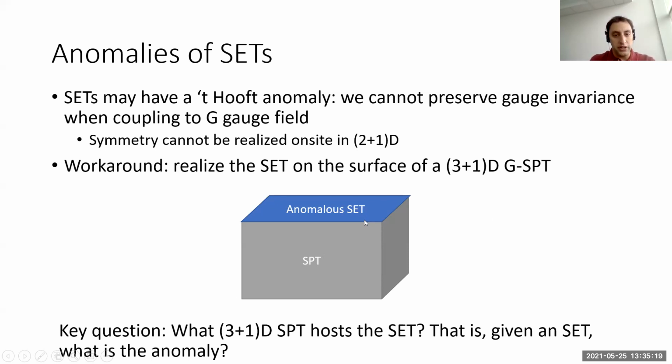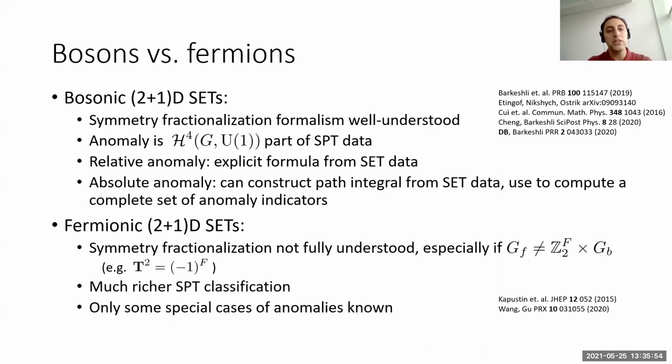There's a key question here in general, which is: if I hand you a particular SET, what 3+1 dimensional SPT hosts the SET at its surface? That is, what is the anomaly? It may be that the SPT is trivial, in which case the SET is allowed to exist in 2+1 dimensions on its own, in which case there is no anomaly. But if the SPT is non-trivial, then there is a non-trivial anomaly. That's the basic question in symmetry-enriched topological phases, and there has been a lot of progress on answering this question, particularly in bosonic 2+1D SETs.